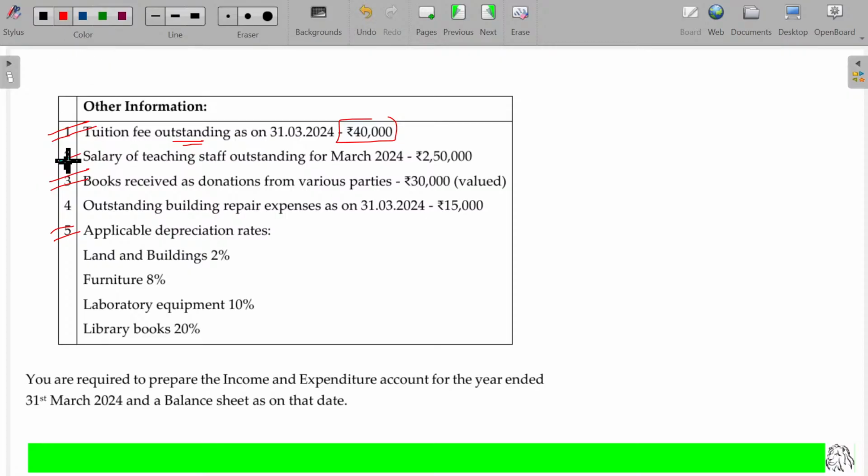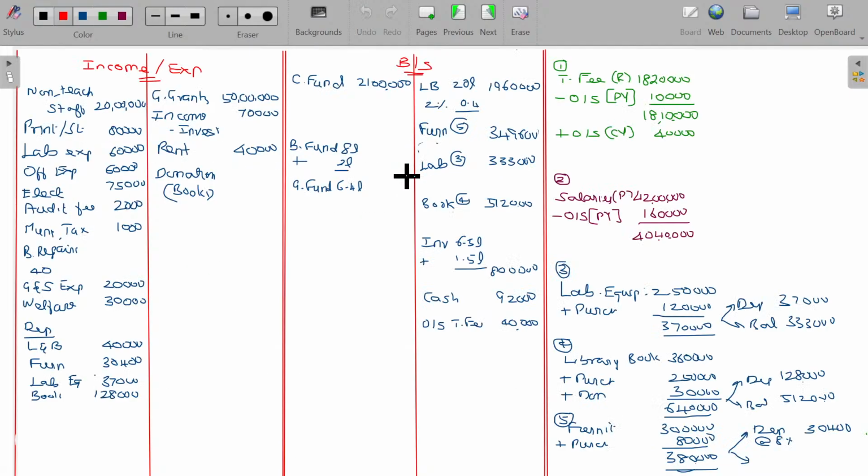Now, we'll move on to the salaries of teaching staff outstanding for the current period 2.5 lakhs. Add outstanding of the current year 2.5 lakhs. If current year value is outstanding, what happens then? It's a liability shown in the liability side. Outstanding salaries. The value being 2.5 lakhs.